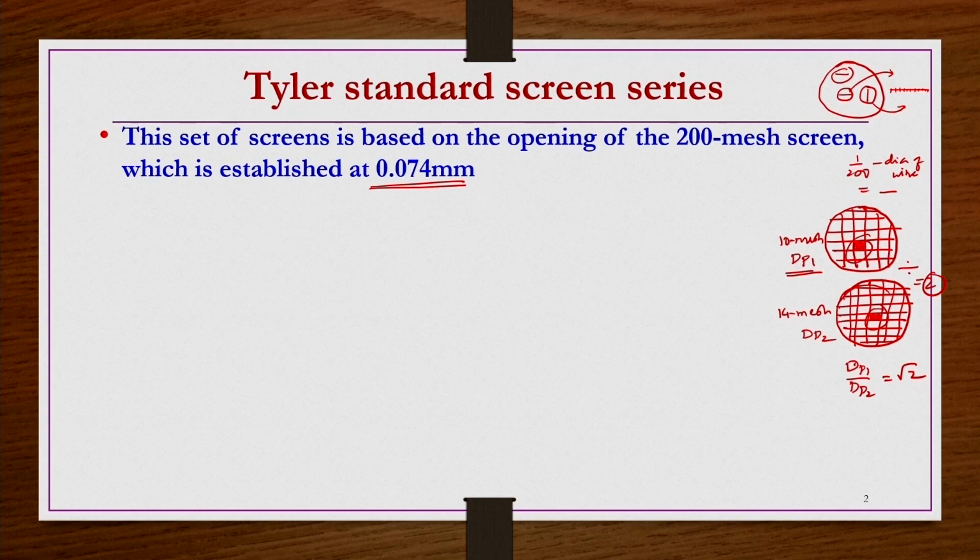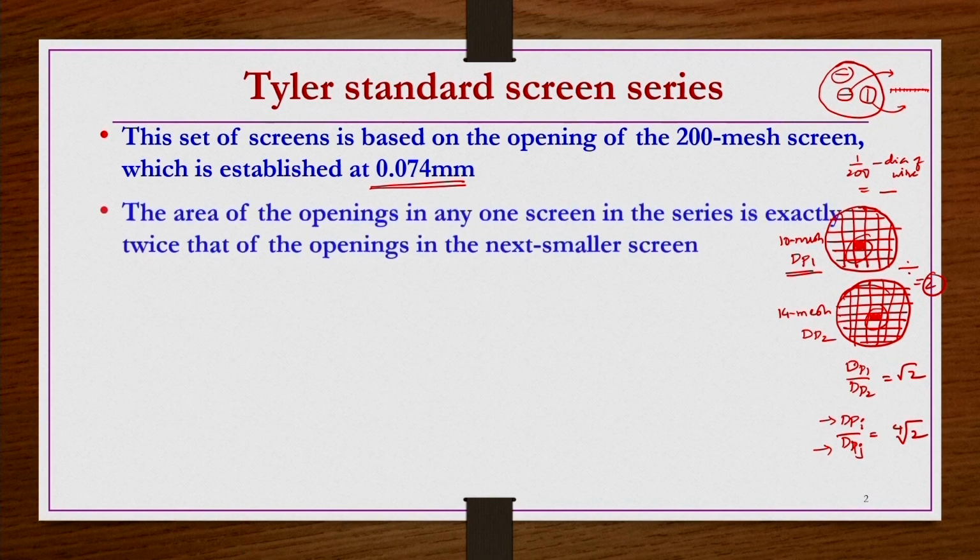This is how the screens are constructed. Sometimes you may also need intermediate screens between these two. So, some intermediate screens are also designed, between dpi and dpj, let us say. Then that linear dimension would have the 4th root of 2, and the ratio between those two linear dimensions, the regular one divided by the intermediate one, will always be the 4th root of 2. This is how these Taylor standard screens have been designed.